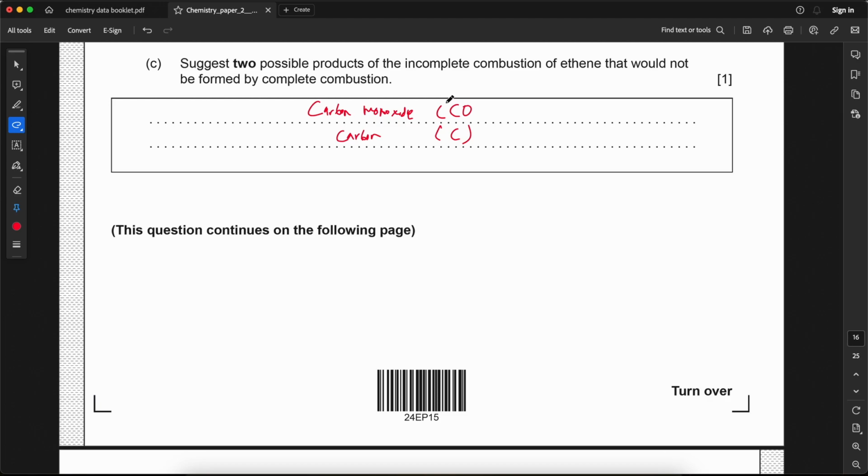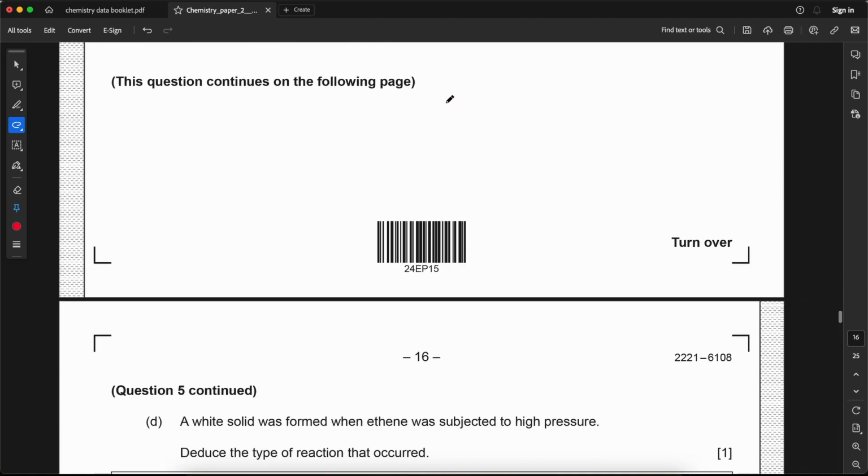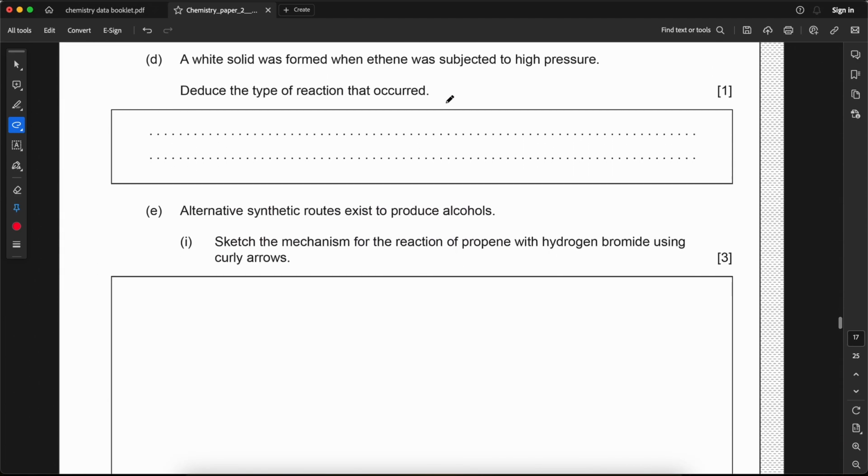If it's completed, it's carbon dioxide. A white solid was formed when ethene was subjected to high pressure. Deduce the type of reaction that occurred. It is a polymerization. Polymerization is a reaction because of high pressure that can force ethene molecules to undergo a reaction where they can join together to form long chains, creating polymer.